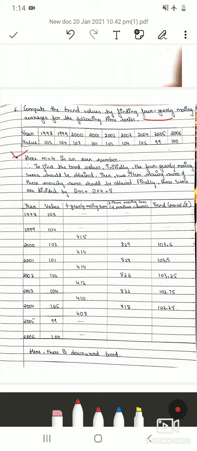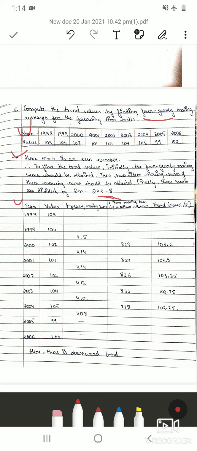So in such cases, to find the trend values, initially we have to calculate 4 yearly moving sums, and then 2 item moving sums of these moving sums should be obtained, and finally these sums are to be divided by 2m. So here m is 4, therefore we have to divide by 8 to get the trend values. So let us see how to calculate.